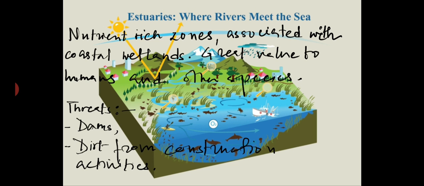Most of the estuaries are associated with coastal wetlands, that is, salt marshes, mangrove swamps, mud flats, together forming the estuarine zone. The estuarine zone is highly productive and of great value to humans and other species. They provide food, shelter, breeding grounds for millions of waterfowls and other organisms.